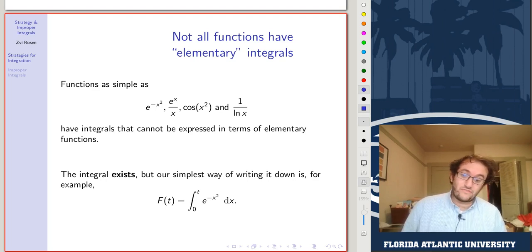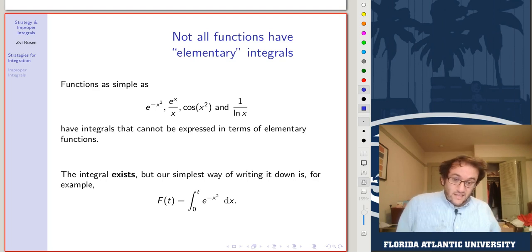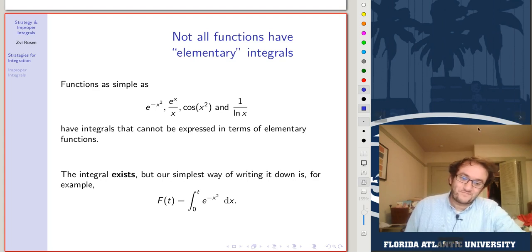So for instance, f of t equals the integral from 0 to t of e to the minus x squared dx. So when you find an integral out in nature, there's a very good chance there's no nice formula for it, but you're still able to approximate it. It's a function that does exist. In terms of the problems you'll receive in this class, they'll all be problems that you can actually integrate.